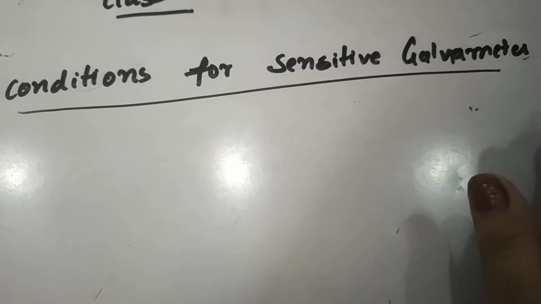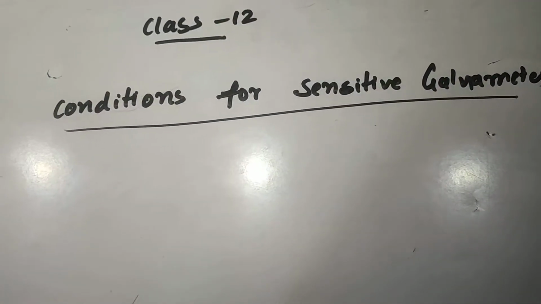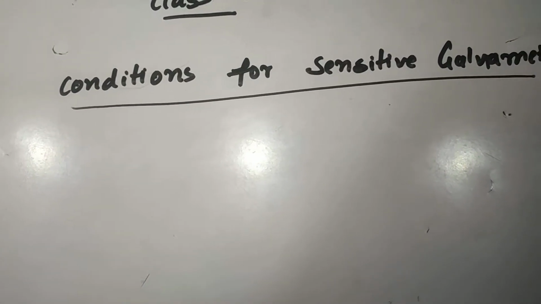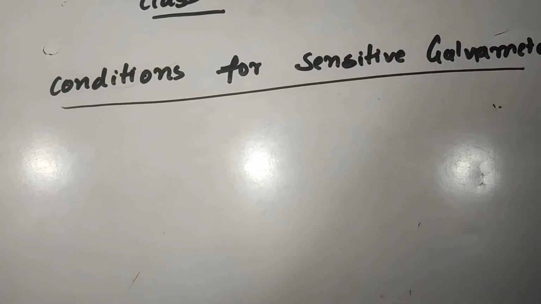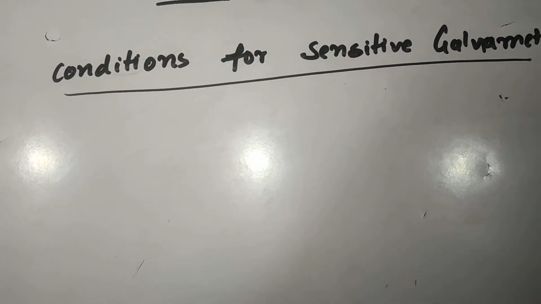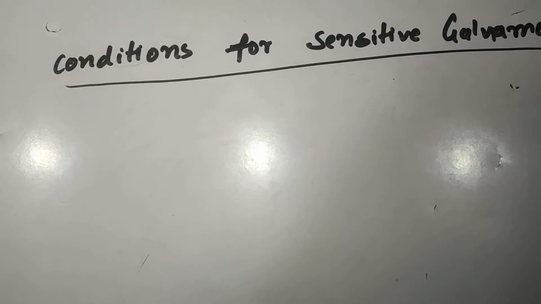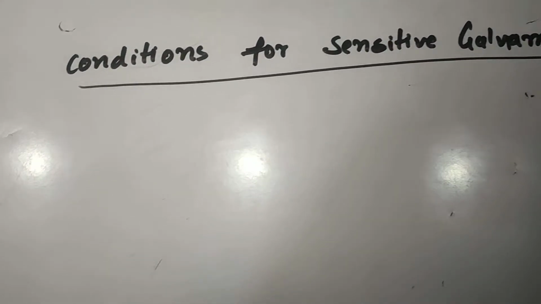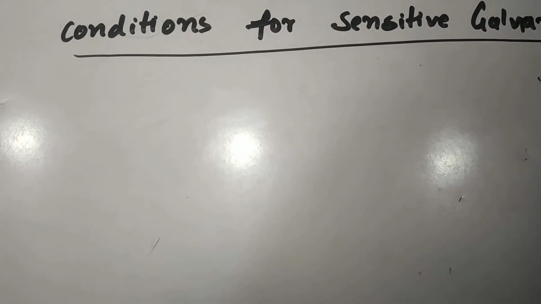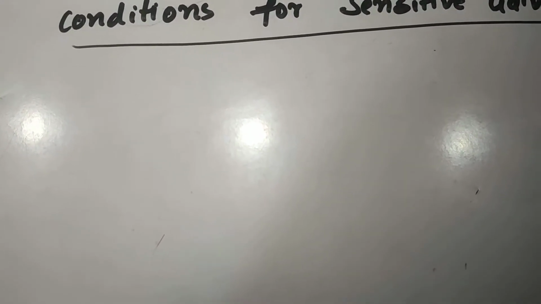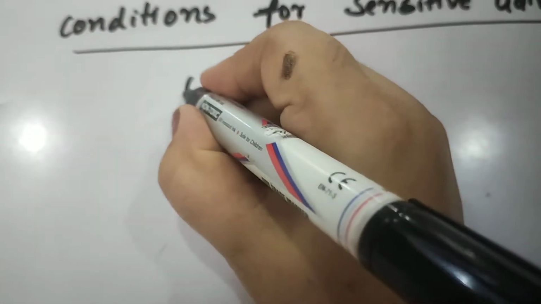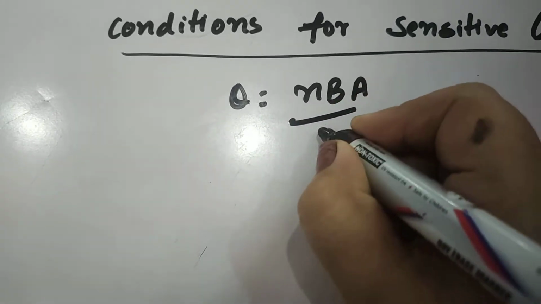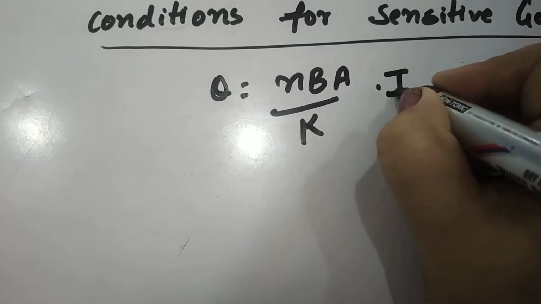Conditions for sensitive galvanometer. Dear students, as I have already explained in my previous video, a galvanometer is said to be sensitive if it can measure larger deflections for the small amount of current which is being passed through it. Now we have just found out the value of theta, which is equal to NBA by K into I, right?